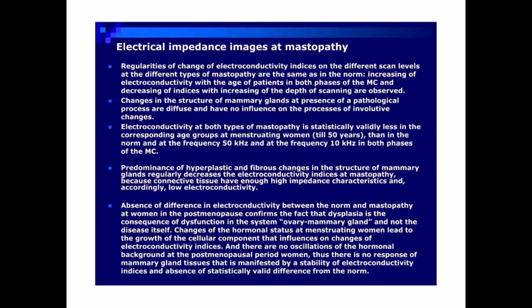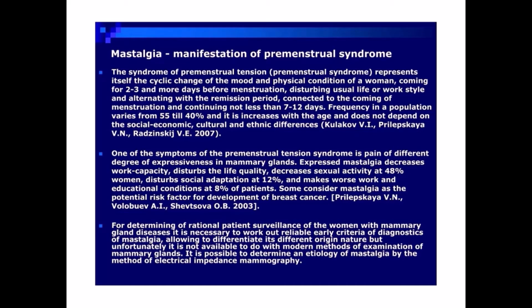And there are no oscillations of the hormonal background in postmenopausal women, thus there is no response of mammary gland tissues, which is manifested by a stability of electroconductivity indices and absence of statistically valid difference from the norm. Mastalgia, a manifestation of premenstrual syndrome.